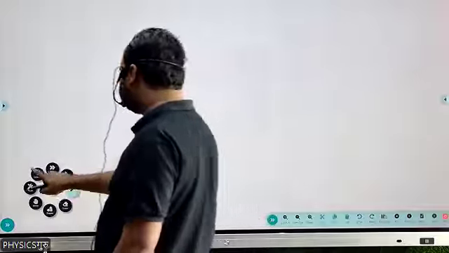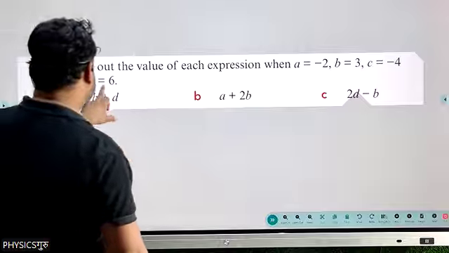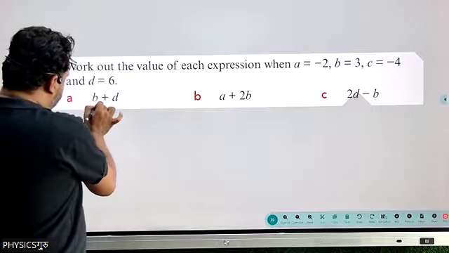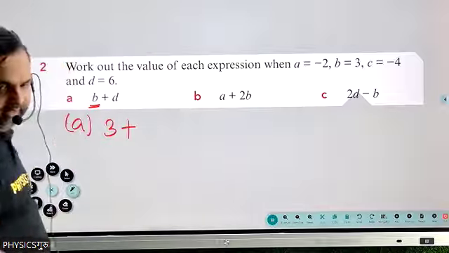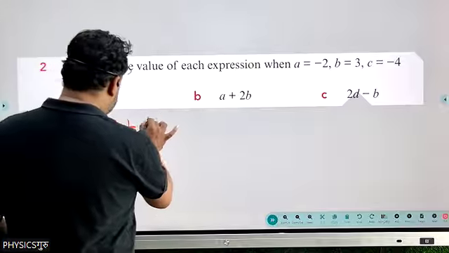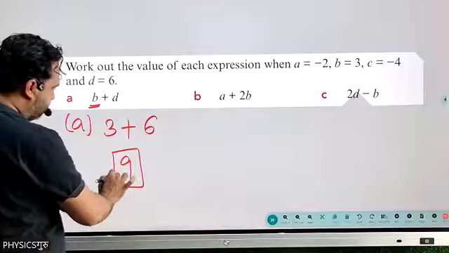Question number 2. Work out the values of each expression when A, B, C and D are given. The values of A, B, C, D are known to us, and they ask you to find the value of the expressions. So first question. Work out the values of each expression when A is -2, B is 3, C is -4, D is 6. What is the value of B? B is 3. And what is the value of D? D is 6. So 6 plus 3 is 9.